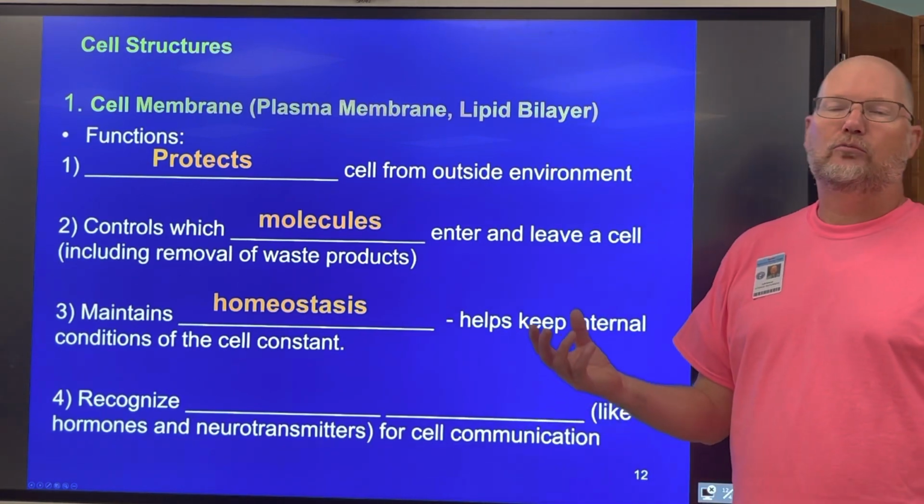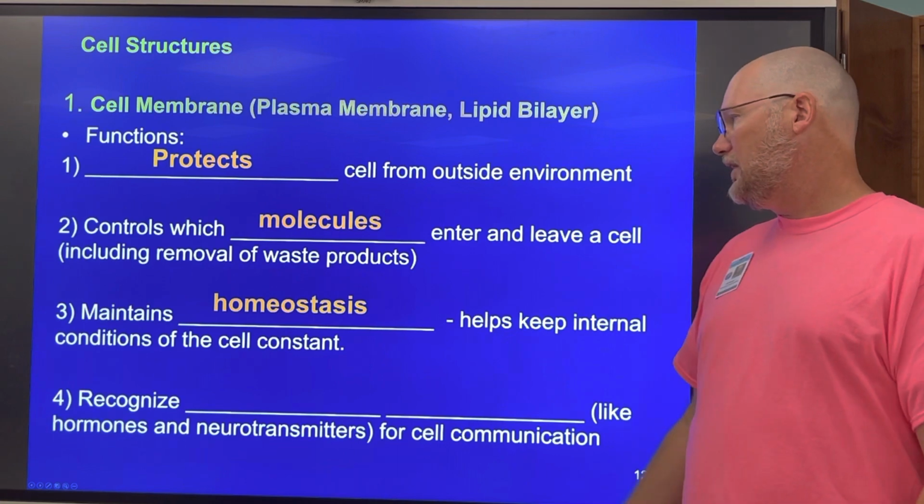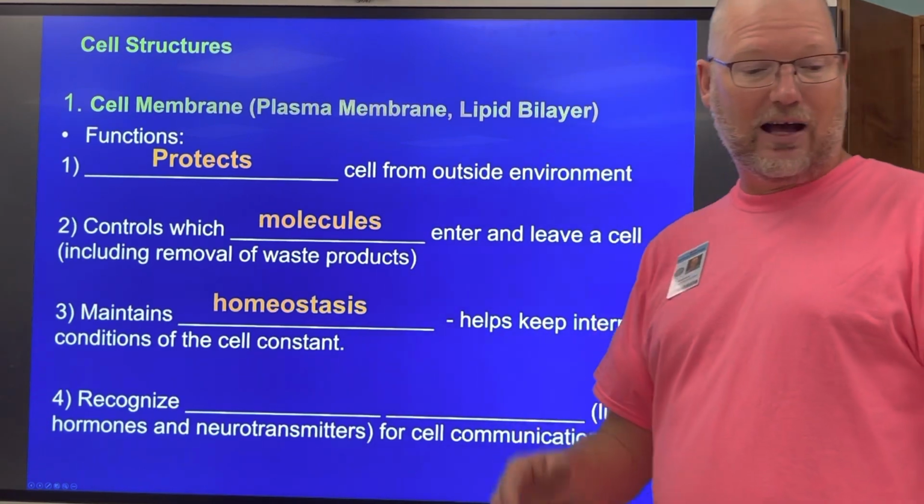They maintain homeostasis. So they maybe keep the cell from drying out or keep the internal conditions of the cell constant.